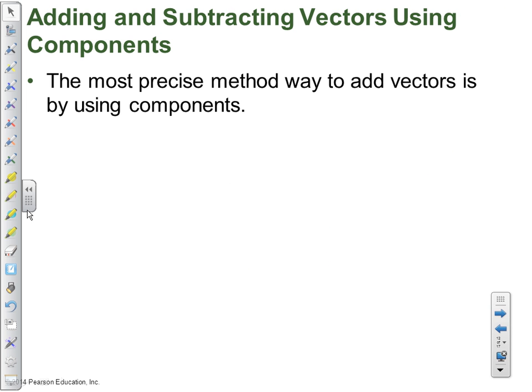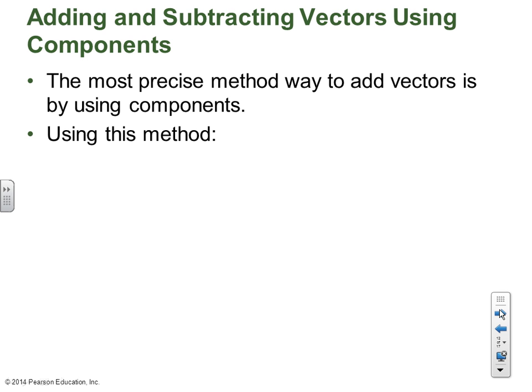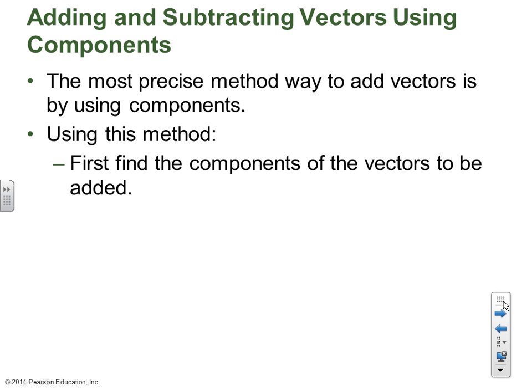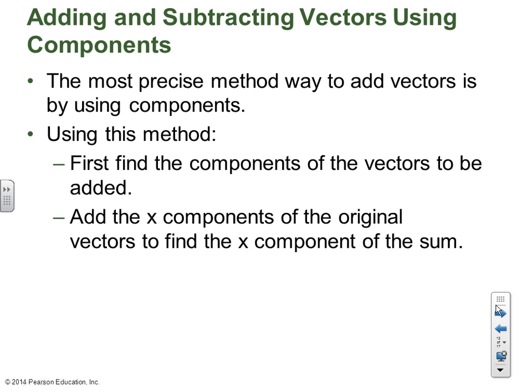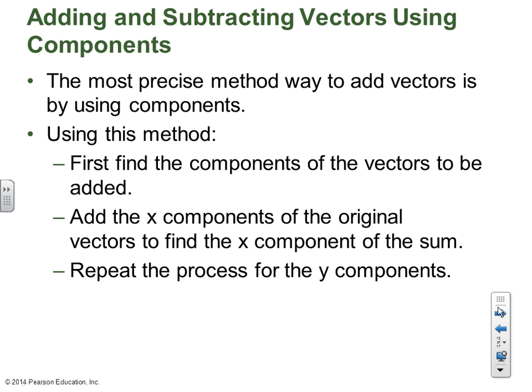The most precise way to add vectors is by using components. So the first thing you do, find the components of all the vectors that you're trying to add up. In the case of the picture we just looked at, that would be A and B. So you break A up into its components, and you break B up into its components. Once you've done that, add all the x's together, and that gets you one big x component. Do the same thing for the y's. Add all the y's together, and now you have one big y component.